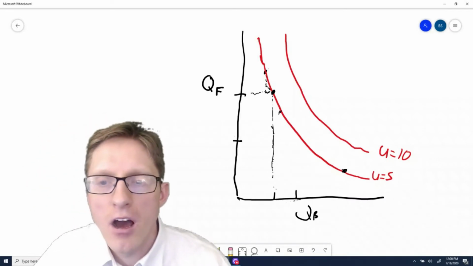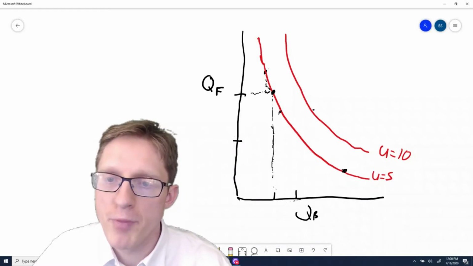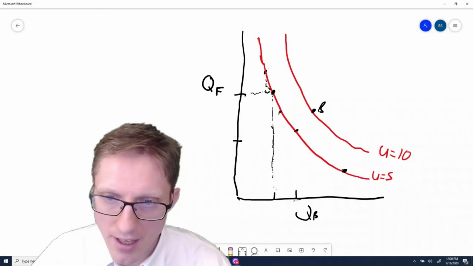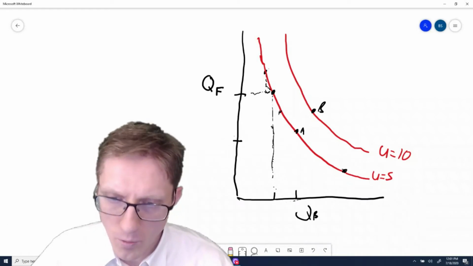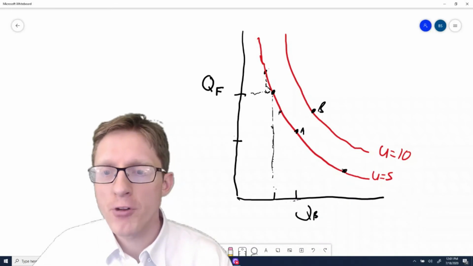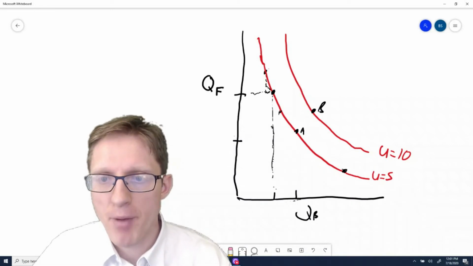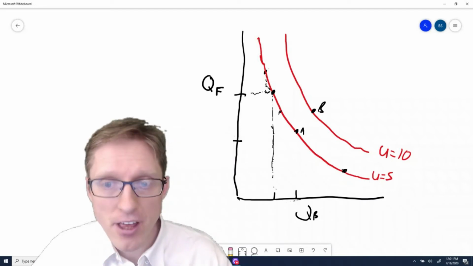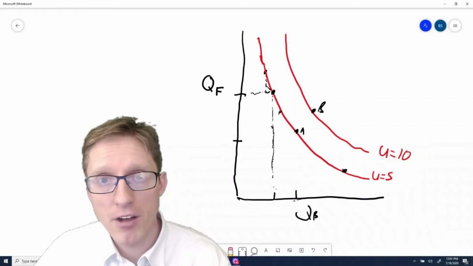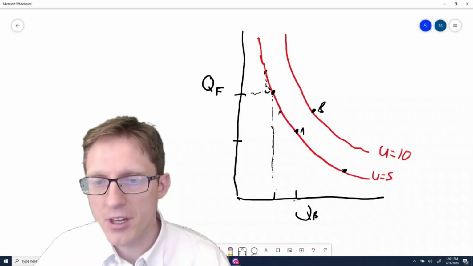Okay, so let me illustrate why the more-is-better assumption implies this. If we look at this point, let's call this point B and this point A. We see that point B relative to point A is further up and to the right, implying more of both of the goods. So basket B has more of both of the goods than basket A does. And by the more-is-better assumption, therefore basket B must be preferred to basket A, by the starting assumptions that we used.